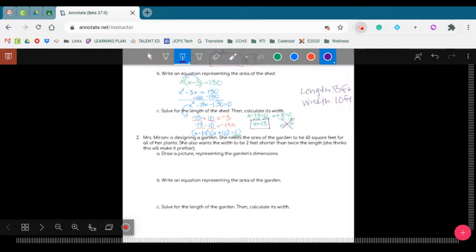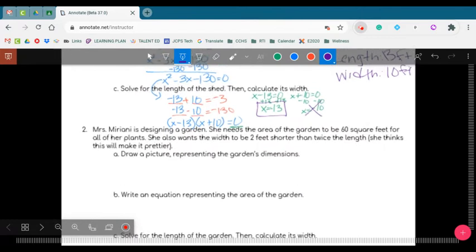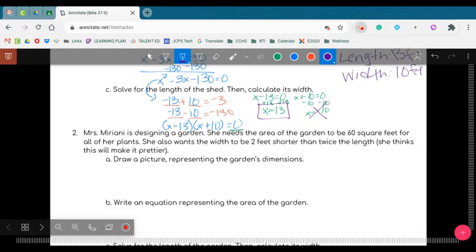Okay, let's go down to number 2. Mrs. Mariani is designing a garden that she needs the area of the garden to be 60 square feet for all of her plants. She wants the width to be 2 feet shorter than twice the length. She thinks it'll make it prettier. She's crazy.